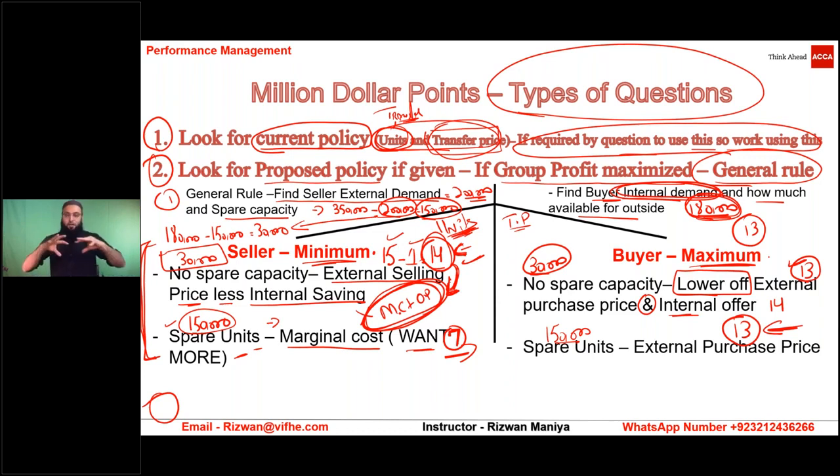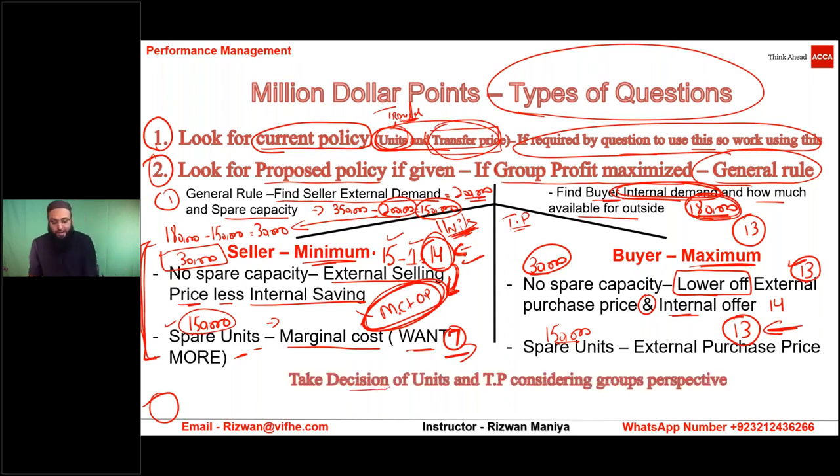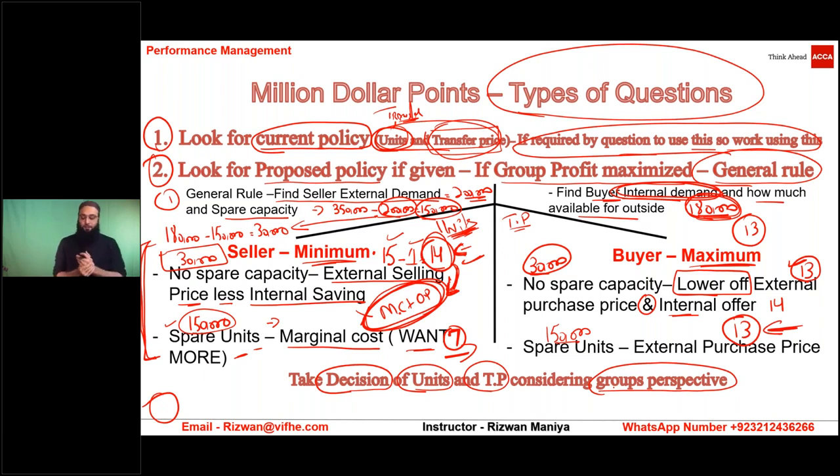Once you have understood this game, you are in a position to decide the units that will be transferred and the price from the group perspective. Can you take a final decision? For these 30,000, will the buyer purchase from outside for 13 or purchase internally for 14? The buyer will purchase from outside at 13.